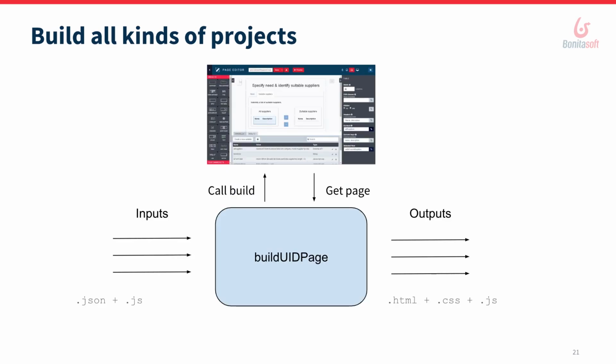For example, at Bonitasoft, we have something called the UI Designer. It's a project that helps us design web pages and produce web pages that are composed of HTML, CSS, and JavaScript files. What we wanted to do is to automate some build and use Gradle to, from JSON and JavaScript files, call the UI Designer, retrieve the page built by the UI Designer, and produce the HTML, CSS, and JavaScript files.